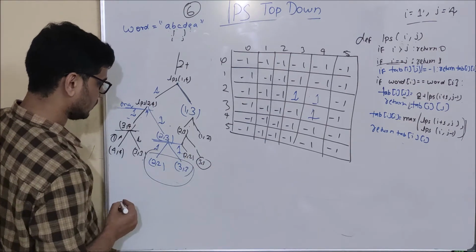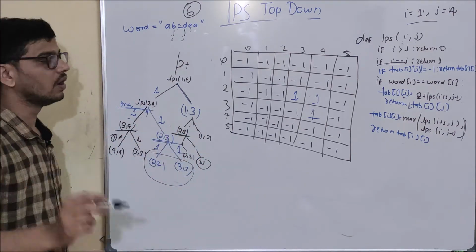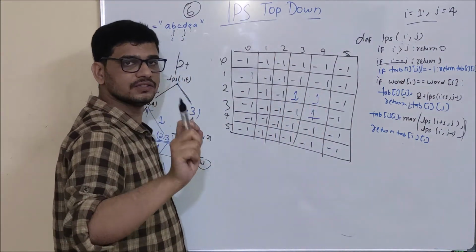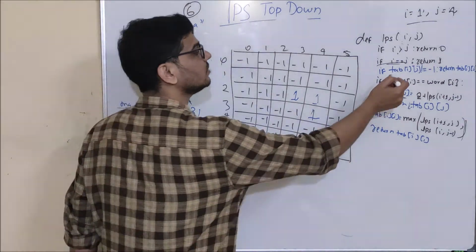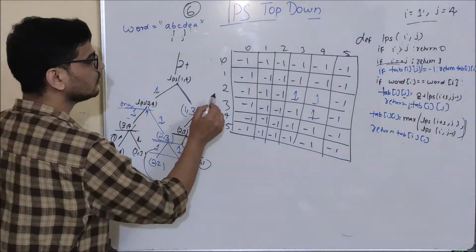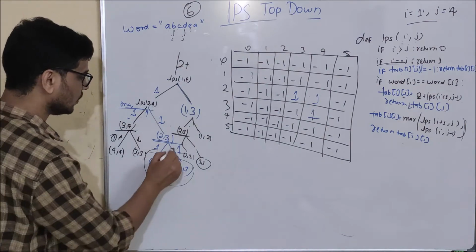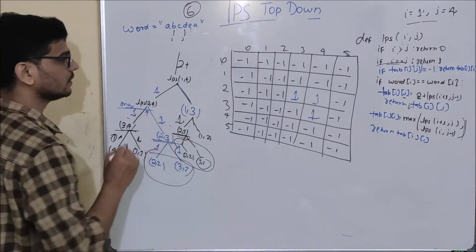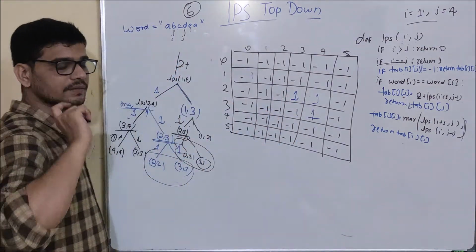And one more thing. When LPS of 2 comma 3 is called, first of all I will check this particular thing. Is I greater than j? It is not. Is I equal to j? It is not. Then we will check in the table, and we will find out that it is not minus 1. So this tree will not grow, and we will return 1 from here only, and tab of ij is 1.